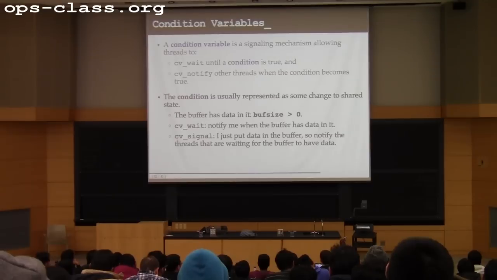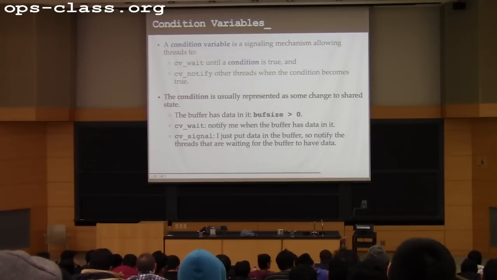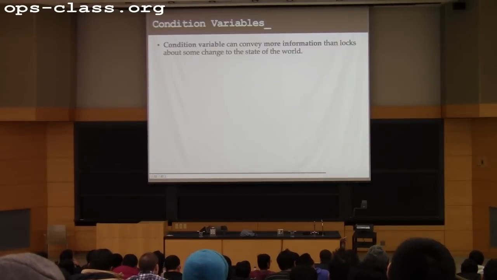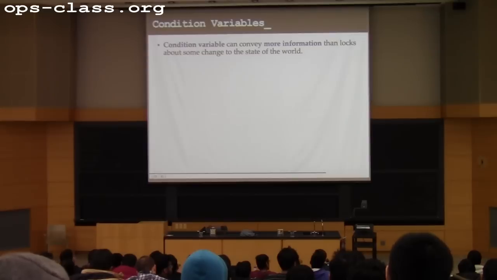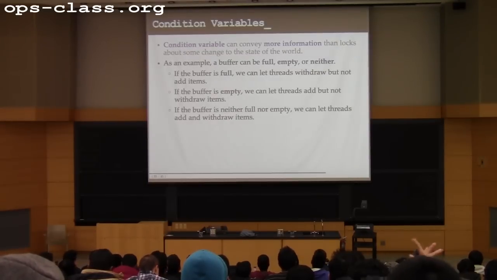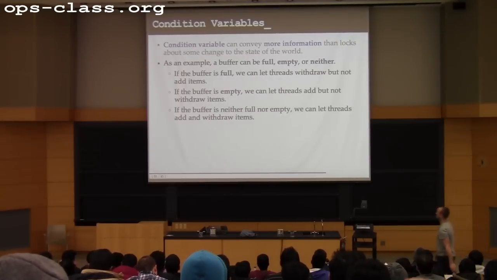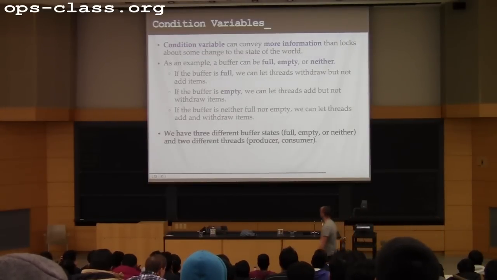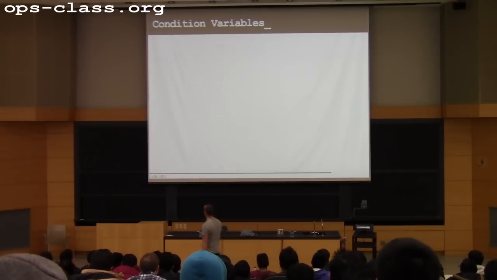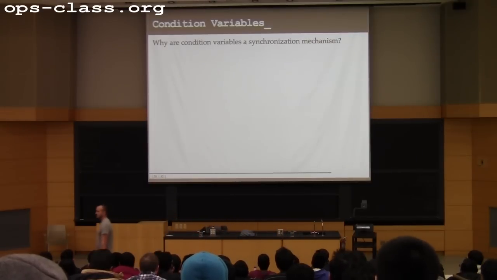So if the producers put items into a buffer that was empty, now the consumers can work. If the consumers take an item out of a buffer that was full, now the producers have more space and they can put another item into the buffer. We'll go through this all on Monday. Condition variables are just a much richer way of expressing information about how the world has changed. And yes, this example will come back to haunt you.